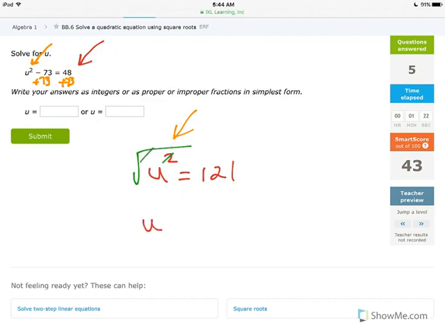And that will get u by itself. And the square root of 121 should be 11. And don't forget your plus and minus.